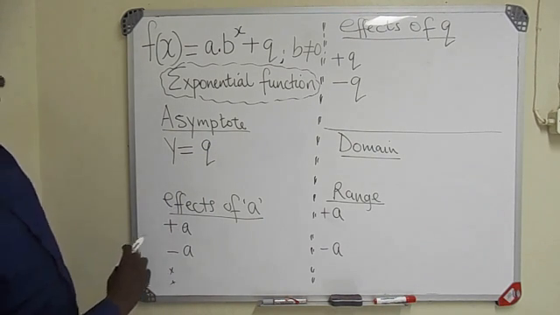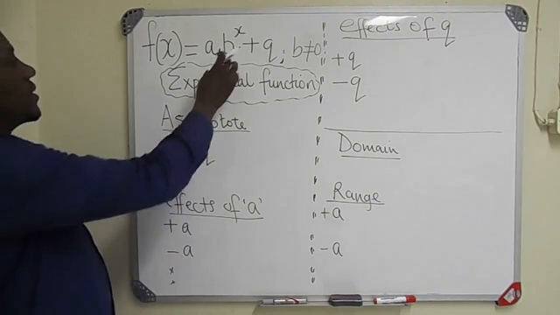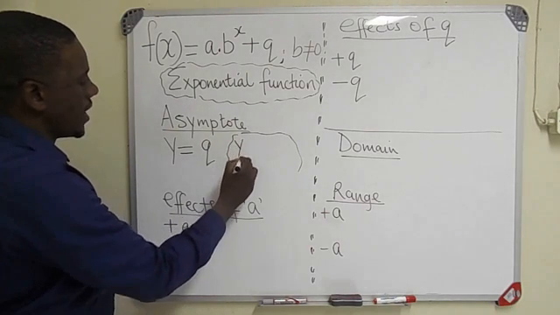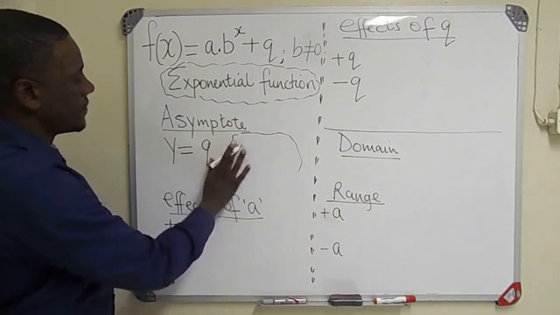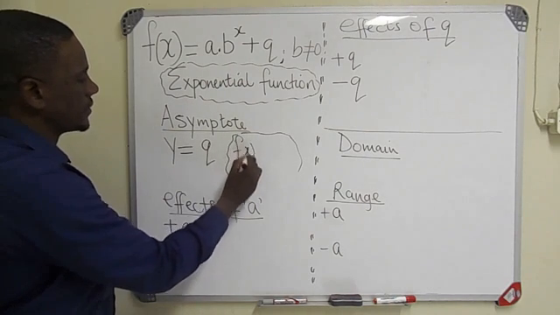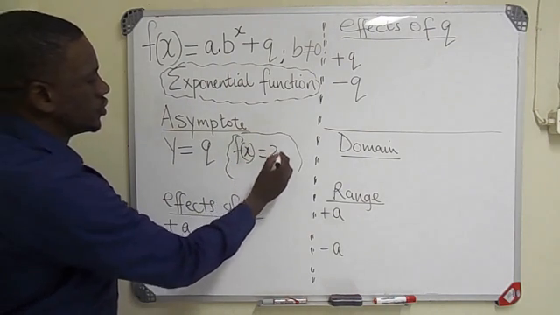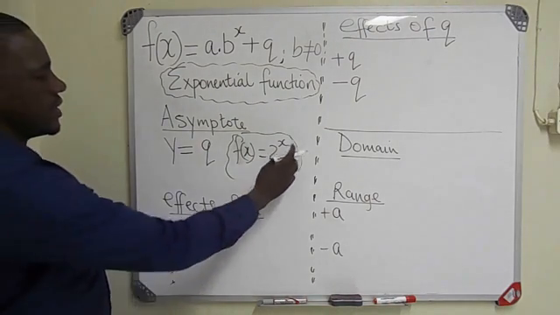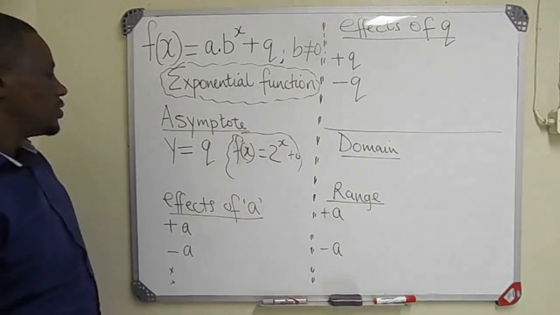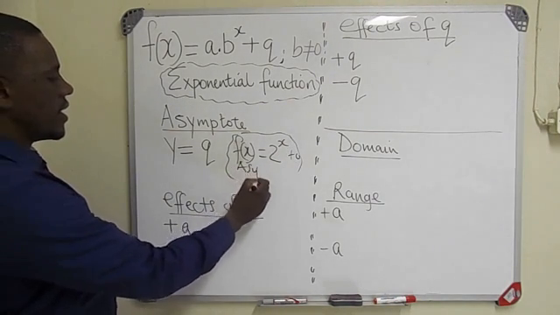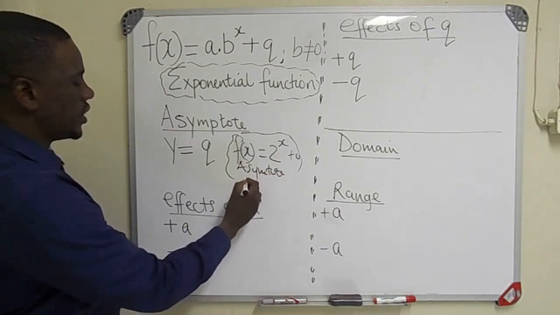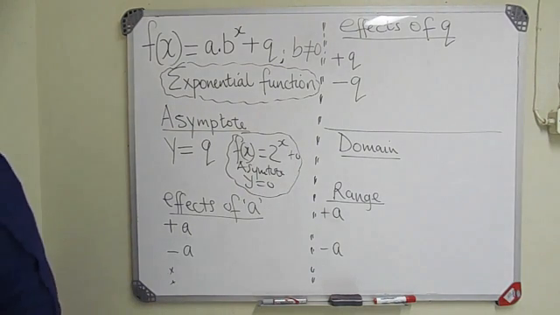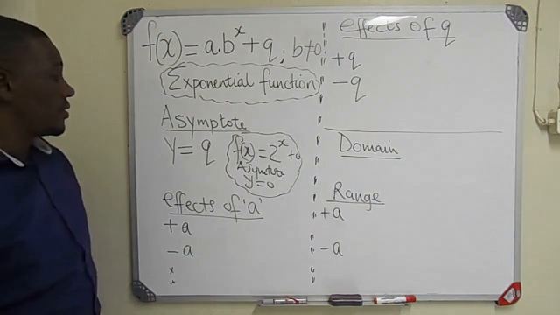Now, for example, in our original form, let us say f of x is equal to 2 to the power of x. Then our asymptote here, you can see, is plus 0. So our asymptote is y is equal to 0, because when there is no q, there is nothing, that is 0.